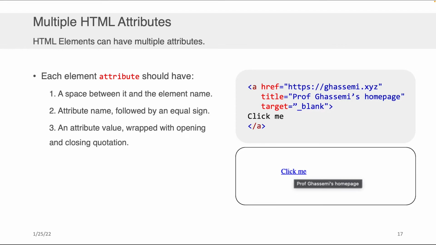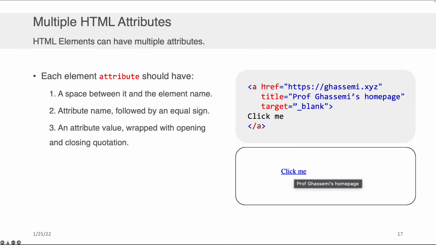Now, all the examples I've shown you so far, HTML has one attribute, right? But it doesn't have to be that way. There could be multiple attributes within a given HTML tag. As I'm showing you here on the right-hand side, we have href for that A tag. Remember, this is the link, in this case, to click me. And this link, if I click it, will take me to gassimi.xyz, which is my homepage.